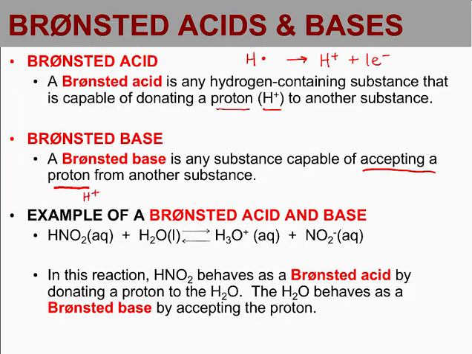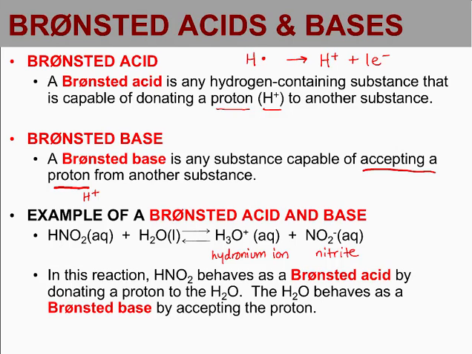Okay, so down below we have an example of a Bronsted acid reacting with a Bronsted base. All right, so we've got HNO2 reacting with water. And then you'll notice that our products are the hydronium ion, H3O+, and NO2-. So NO2- is our nitrite polyatomic ion.